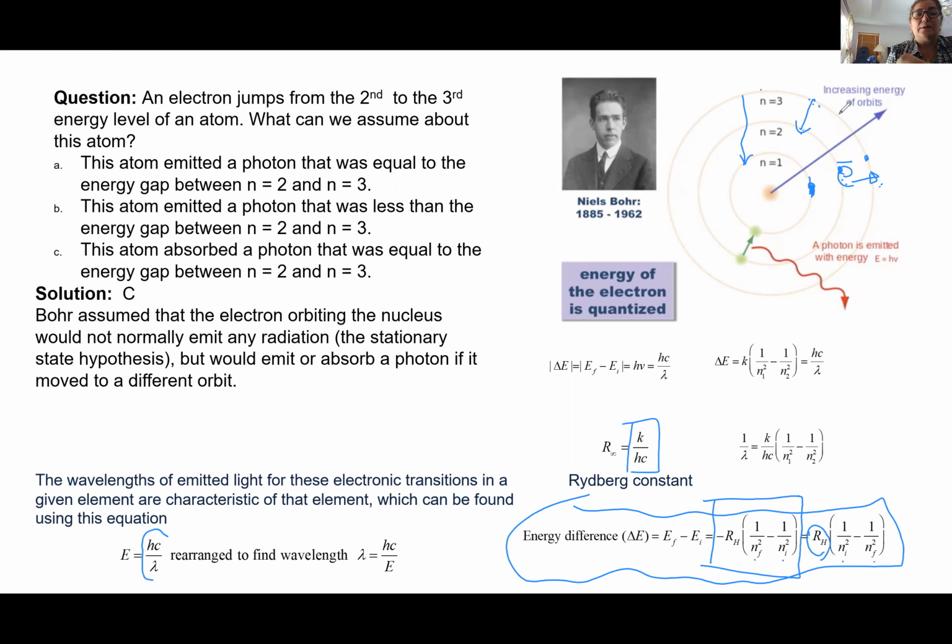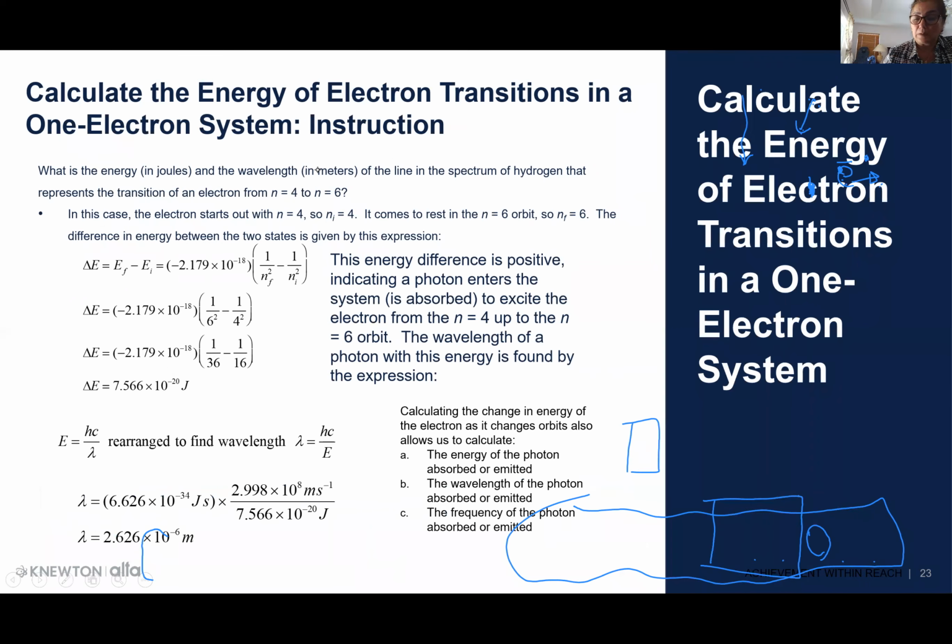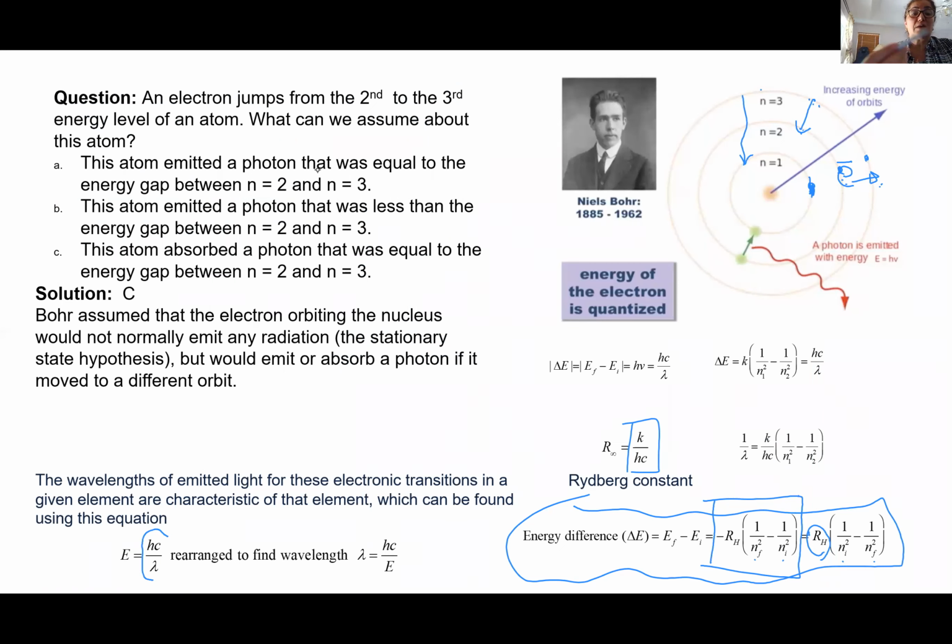Okay. The question here is asking, an electron jumps from second to third level energy of the atom. What can we assume about this atom? The atom emitted a photon that was equal to the energy gap between level 2 and 3. Would the energy be emitted or absorbed? Because if it's going from level 2 to level 3, it needs energy, so it cannot be true, right?